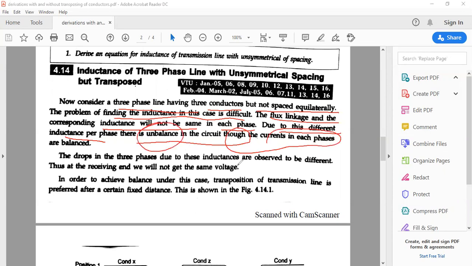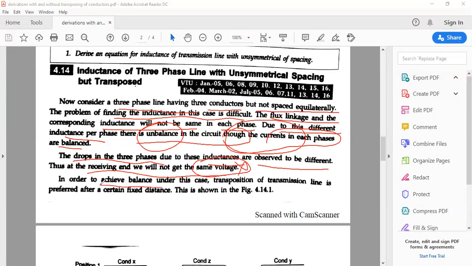So why is there an unbalance? It is nothing but due to the currents that have been established in each phase. So next, the drop in the three phases due to these inductances is observed to be different. Thus, at the receiving end, we will not get the same voltage. There are many such losses, conductor losses, and this is one more loss, the energy loss that is due to the inductance. So that's the reason why the same voltage is not obtained.